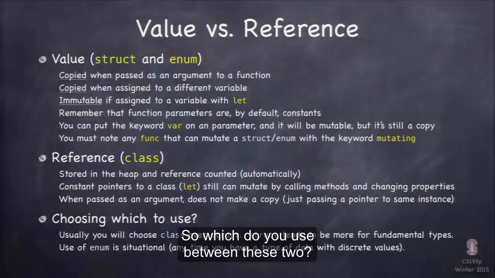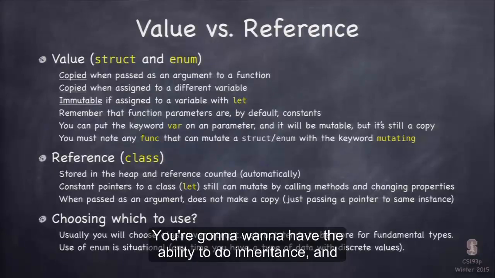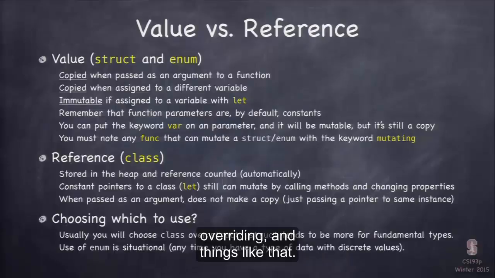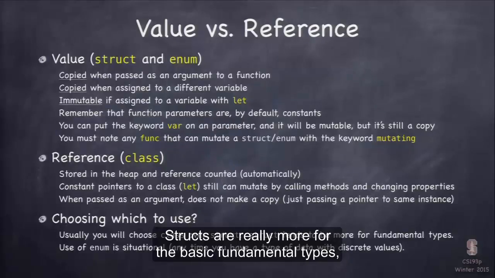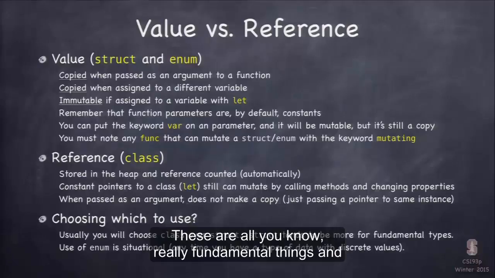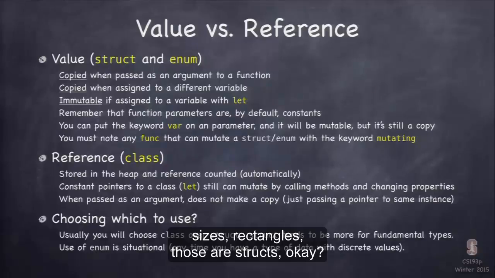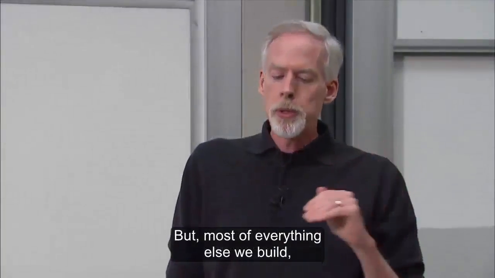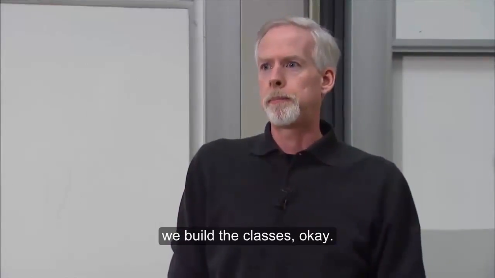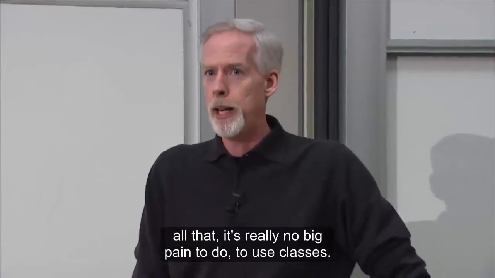So which do you use between these two? Well, 90% of the time you're going to use a class. This is an object-oriented programming language. You're going to want to have the ability to do inheritance and overriding and things like that. Structs are really more for the basic fundamental types like double, int, array, dictionary, string. These are all really fundamental things. And when we get into the graphics, you're going to see that points, sizes, rectangles, those are structs, okay? But most of everything else we build with classes, okay? And since it manages all the memory for you and all that, it's really no big pain to use classes.